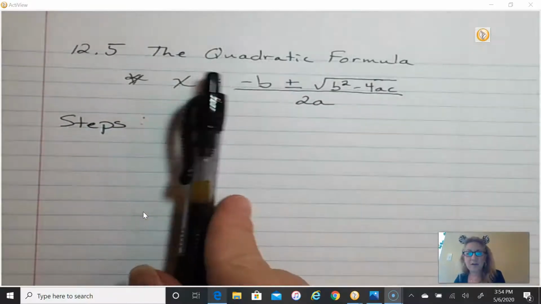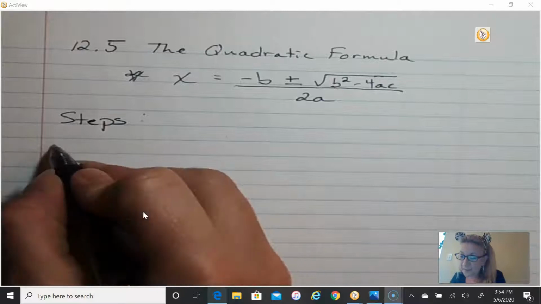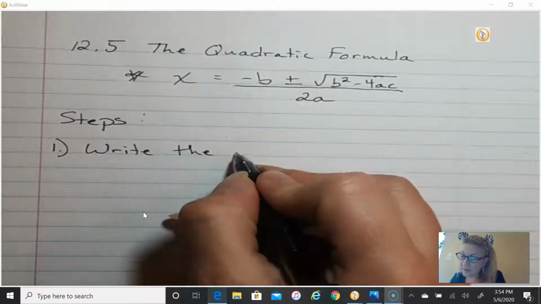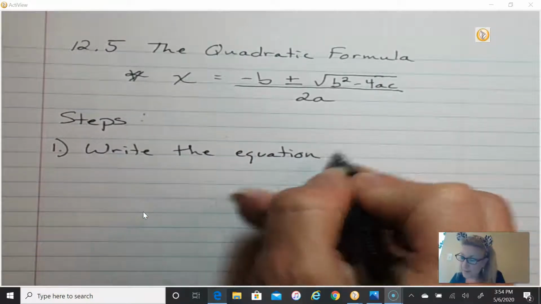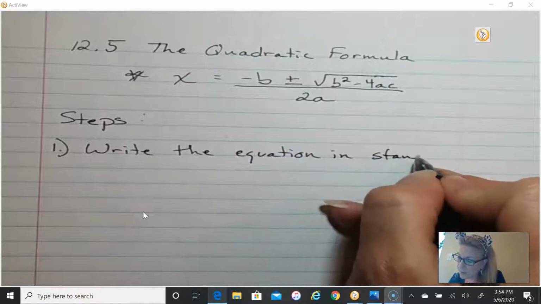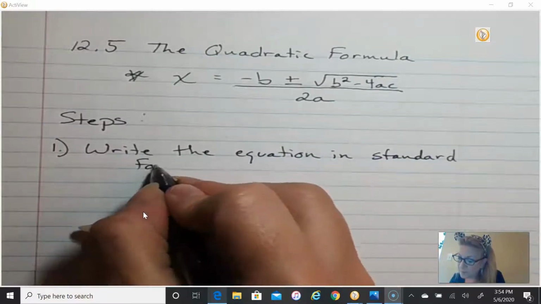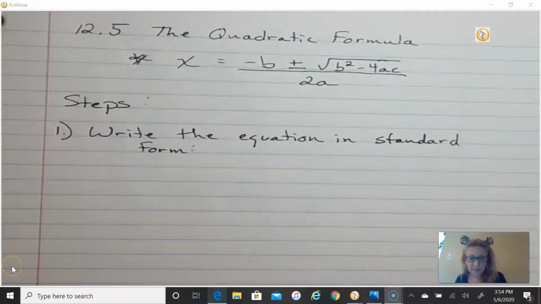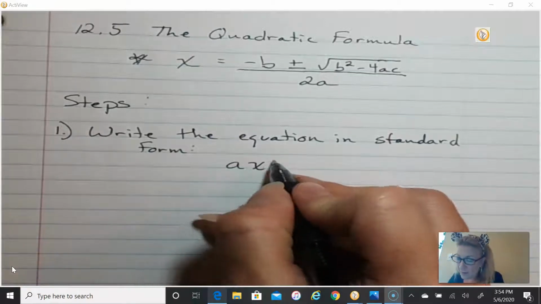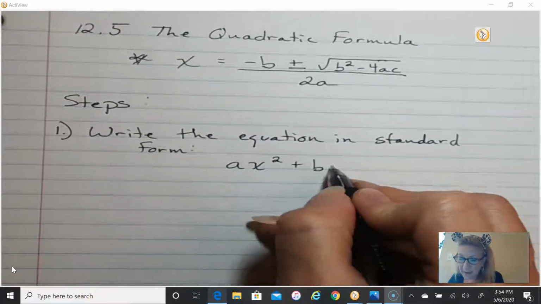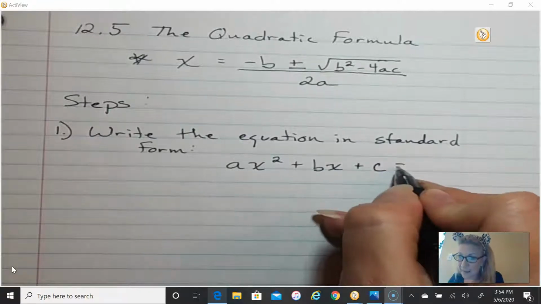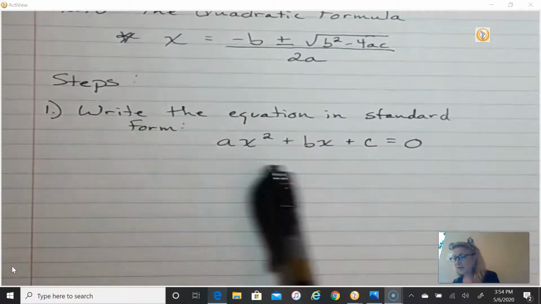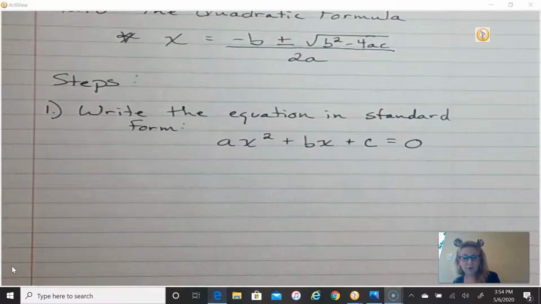Steps to solving using the quadratic formula. Step 1, write the equation in standard form. Standard form, if you recall, is ax squared plus bx plus c equals 0. You've been seeing that a lot with this chapter, I'm sure. So you first write the equation in standard form.